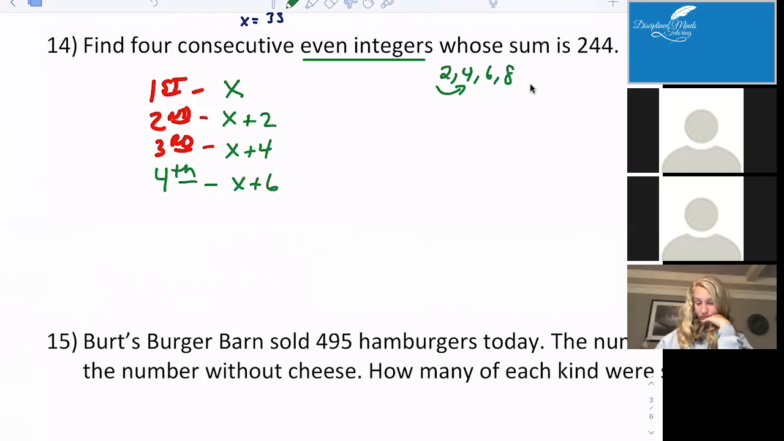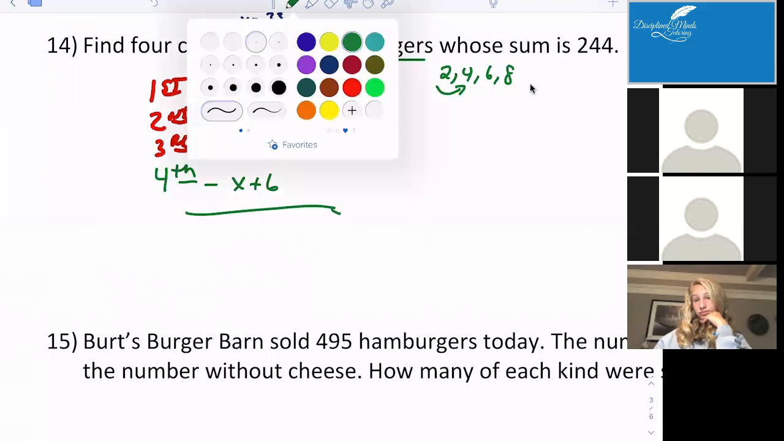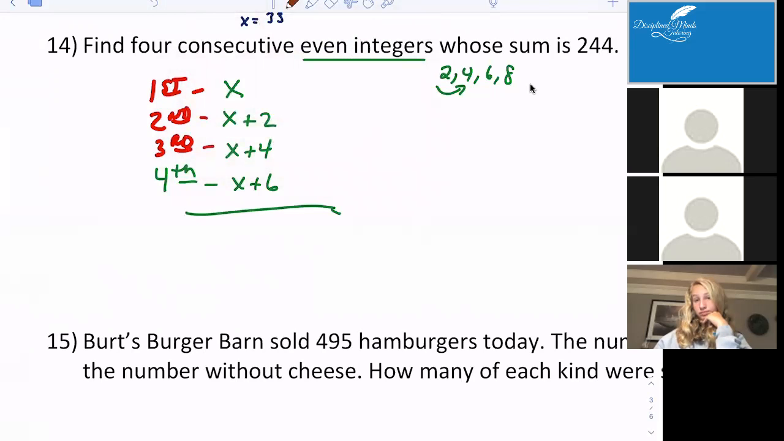Now, what are we doing to these numbers? We're adding them together. And when I add them together, what do I get? Someone? 4x plus 12. Equals 244. 244.